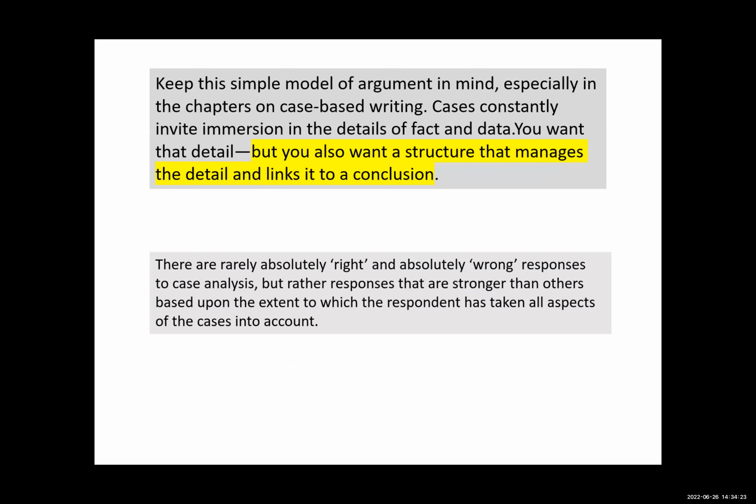Cases constantly invite immersion into the details of fact and data. You want the details, but you also want a structure that manages them. I'm just laying out the ground for why the structure is important to us. Structures or frameworks like this are important. Suppose you have this kind of framework for this kind of case study, it is easy to remember. So if that is the case, what kind of structure can we build in?